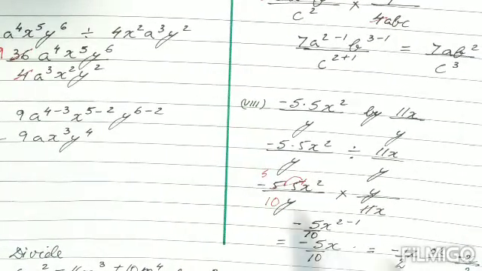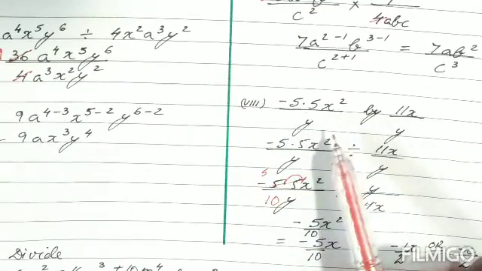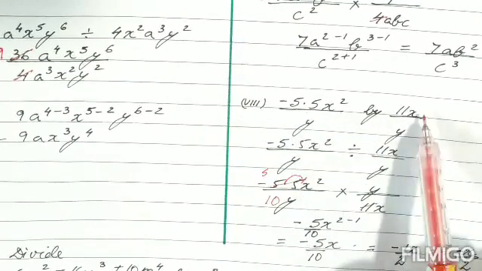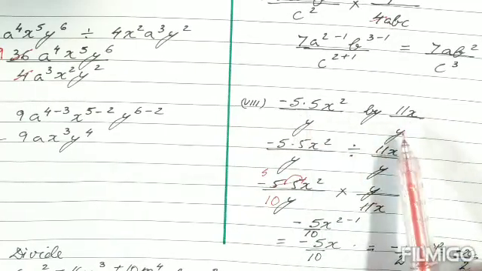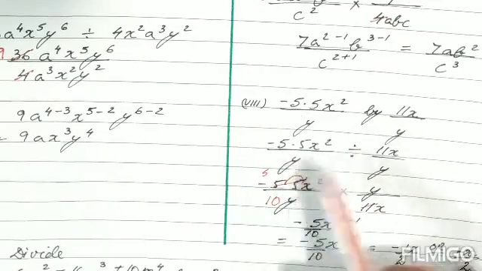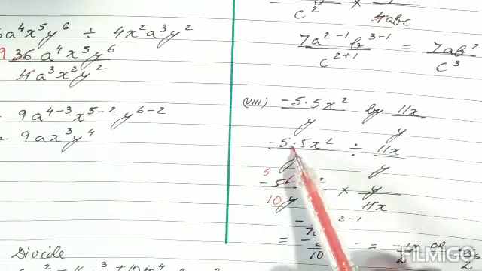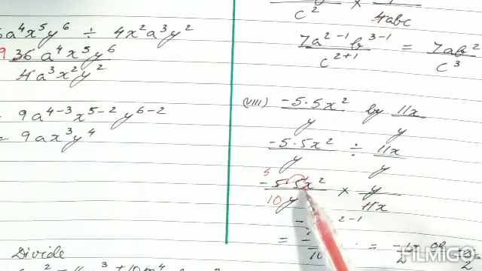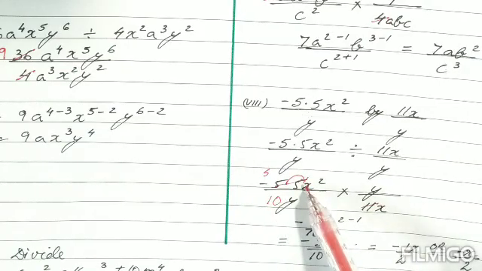Right? Okay. So it is minus 5.5x square upon y divided by 11x upon y. Now this time, children, on both the sides a monomial is in the form of a fraction. So it becomes a little easy. Now after writing the question, what I will do is remove this decimal. When I remove this decimal, I'll write it over 10, right? And the decimal gets removed.